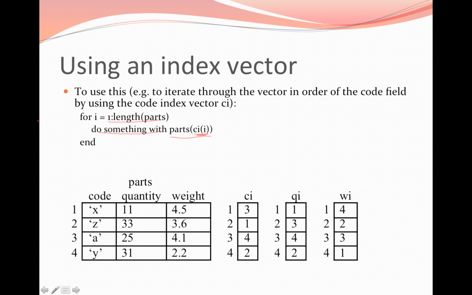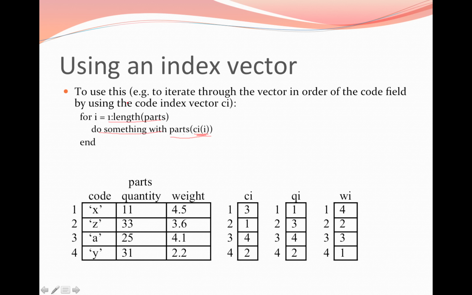alphabetically code is in element 3. Then when I has a value 2, we're doing something with parts sub ci sub 2. Ci sub 2 is 1, where we have the next code alphabetically, parts sub 1. And then parts sub ci sub 3, which is 4, and then parts sub ci sub 4, which is 2.